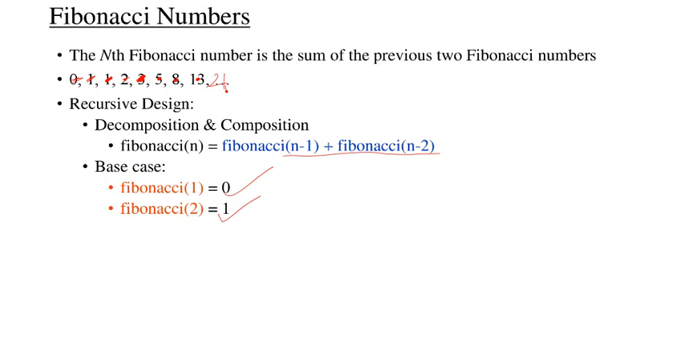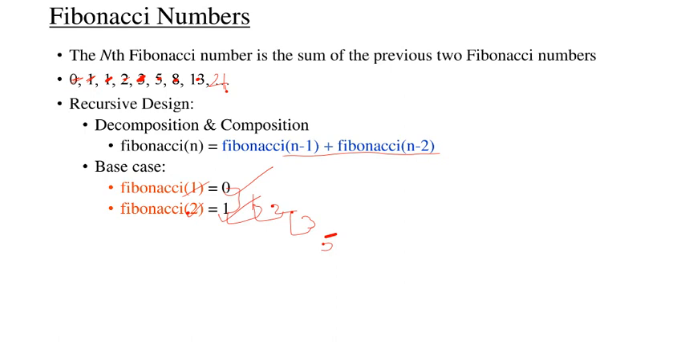Now, what will be the third term? The third term is nothing but the sum of the second term plus the first term. That is 0 plus 1, 1. Then once again, 1 plus 1, 2. Then once again, 2 plus 1, 3. Then once again, 2 plus 3, 5, and so on.